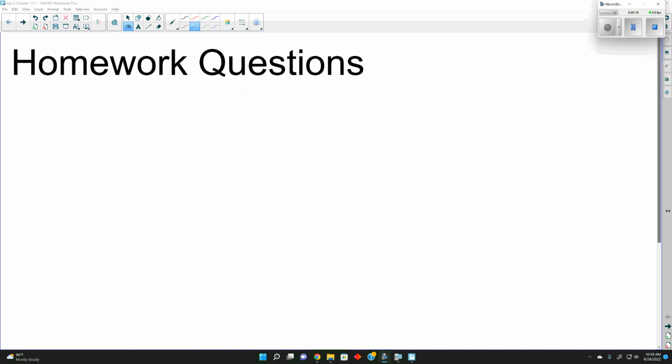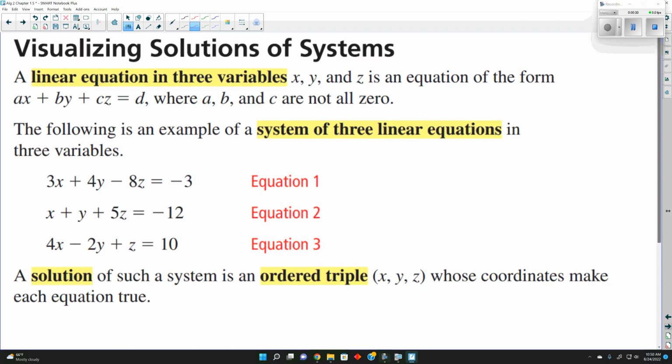Right. Need a note sheet for today. Now what we're doing today is we're looking at systems of equations in 3 variables, as we're starting a new section today.